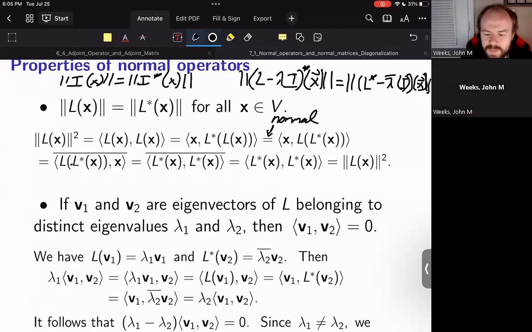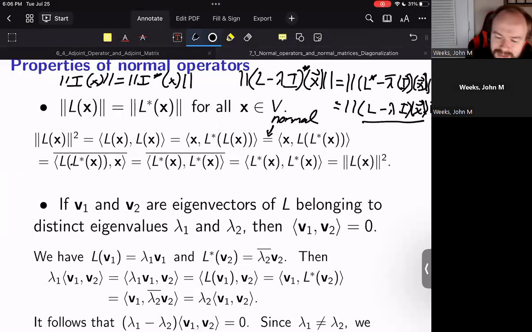Okay, and we know that this is equal to (L − λI)x, thanks to this first part right here. So these two things are equal. Now, what do we notice about this (L − λI)x? What happens if x is an eigenvector? If x is an eigenvector, then we know that L of that vector v is equal to λ times v. So we know that this should be 0.